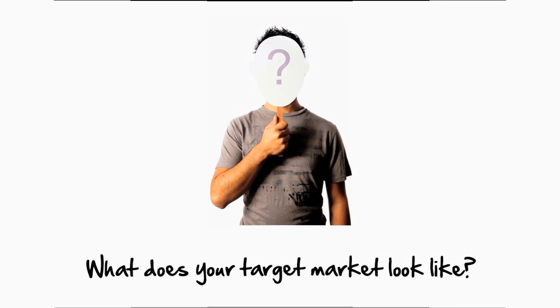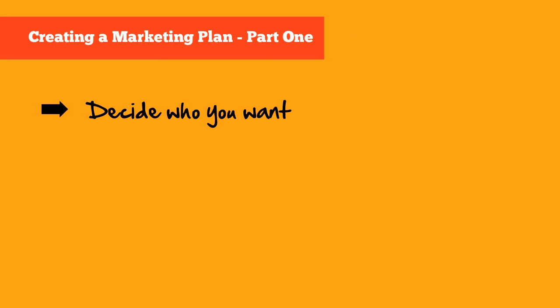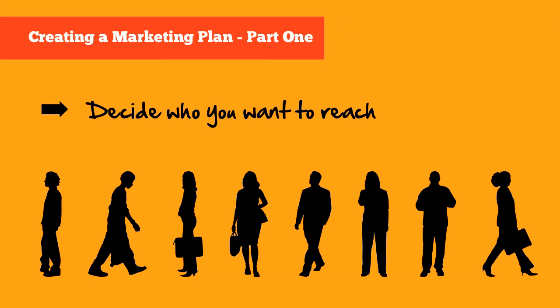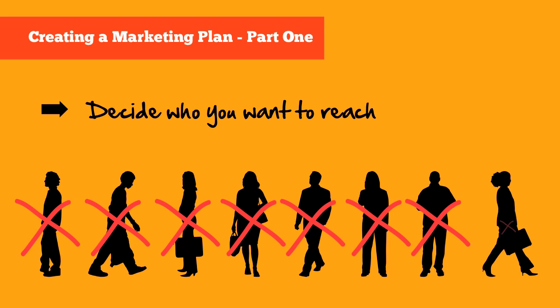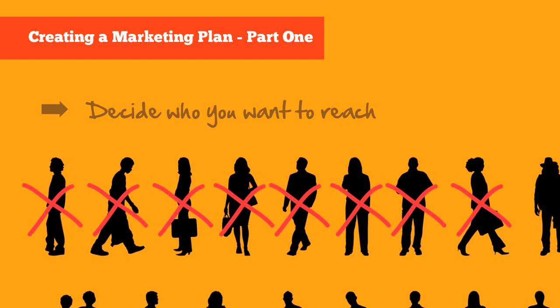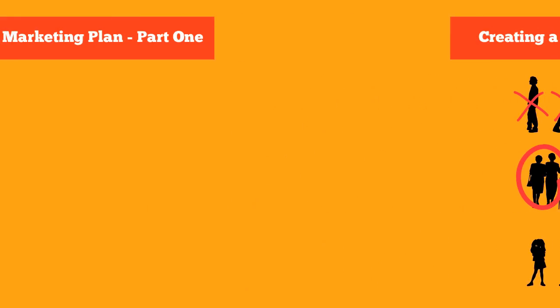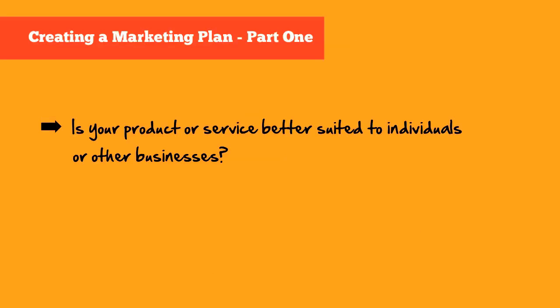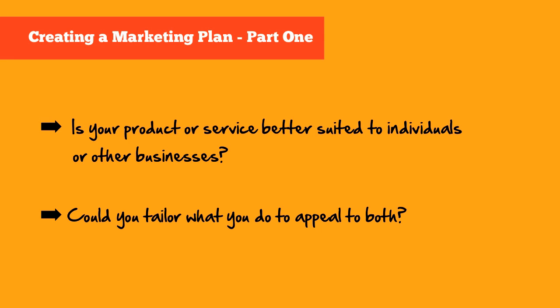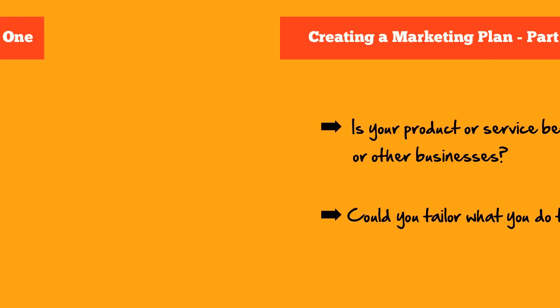One of the very first things that you need to do is to decide who you want to reach. Bear in mind that if you identify and market to the wrong group of people, your efforts will be in vain. Regardless of how good your marketing strategy may be, it is essential to establish who would be the most interested in your offer. Is your product or service better suited to individuals or other businesses? Could you tailor what you do to appeal to both?